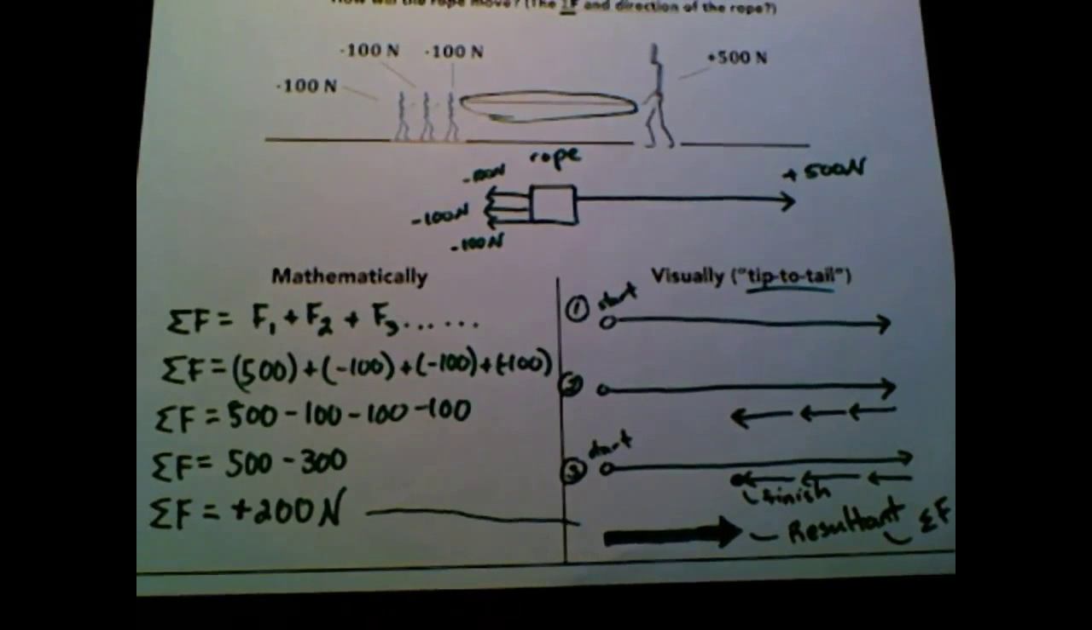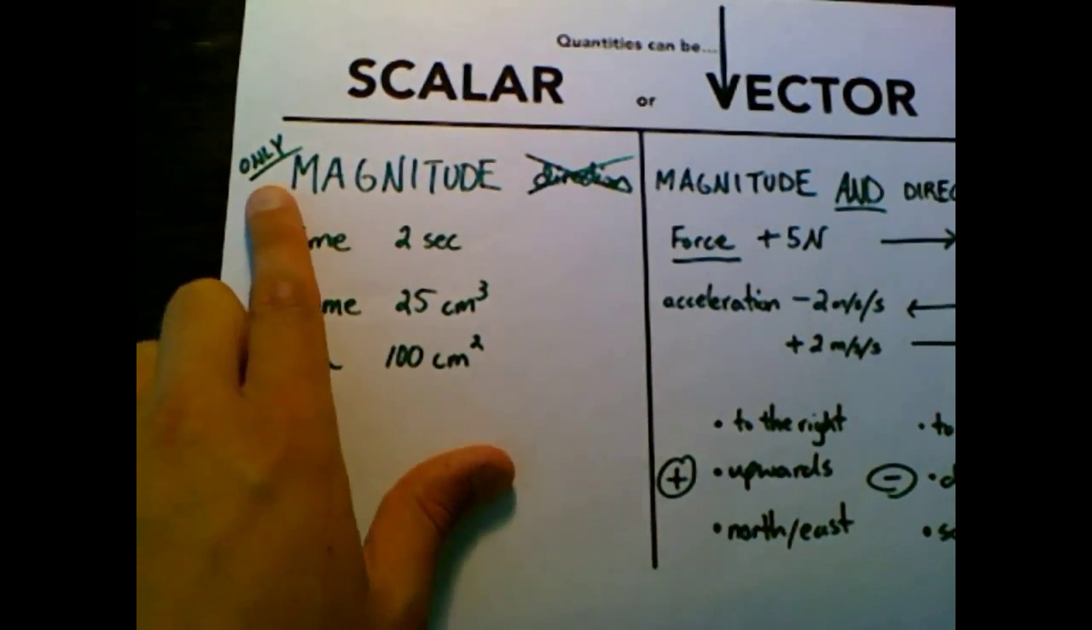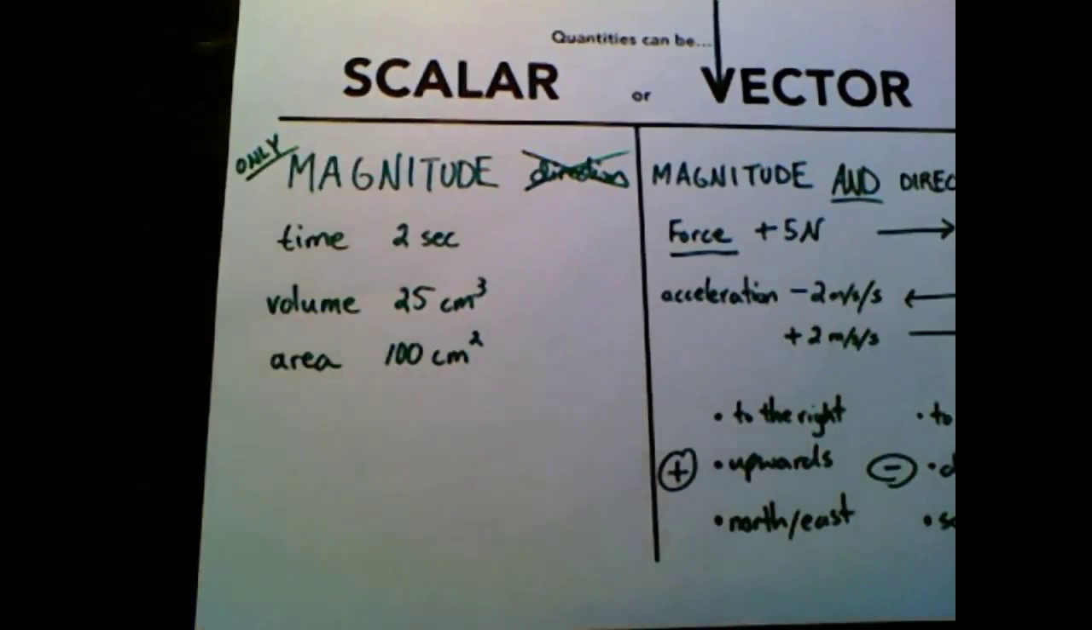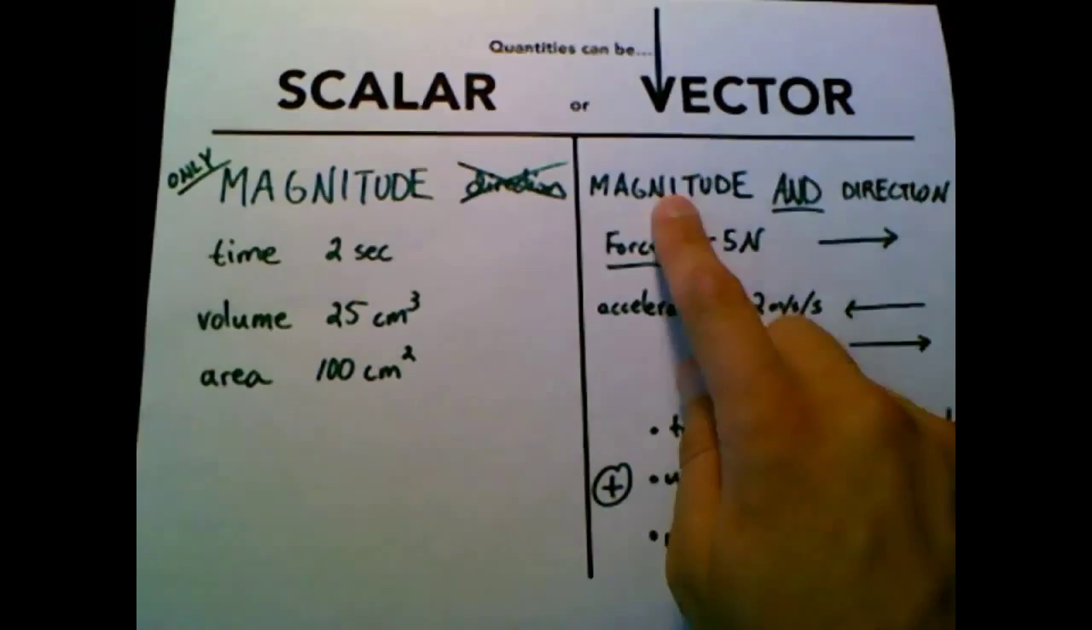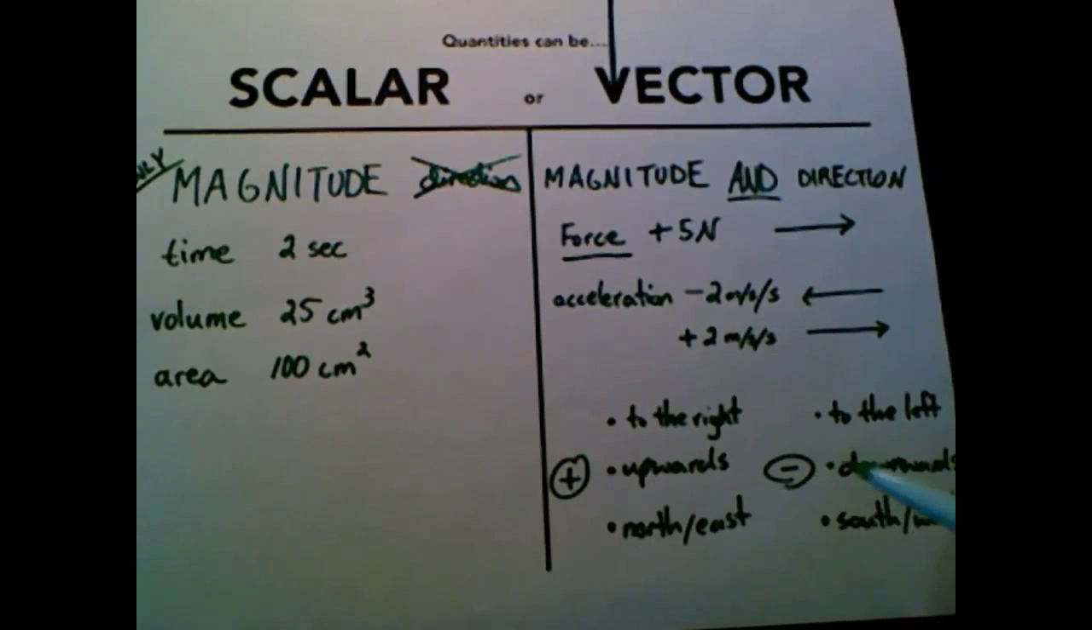All right, so that wraps up scalars and vectors. Remember, scalar quantities only have magnitude, and vector quantities have magnitude and direction. And we're going to represent that direction using a positive or negative.